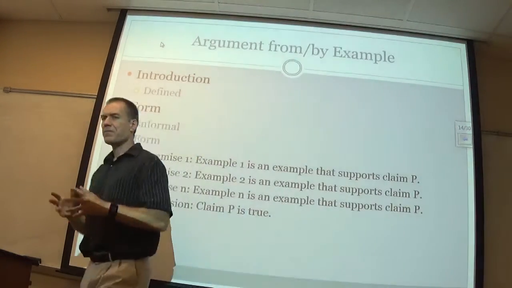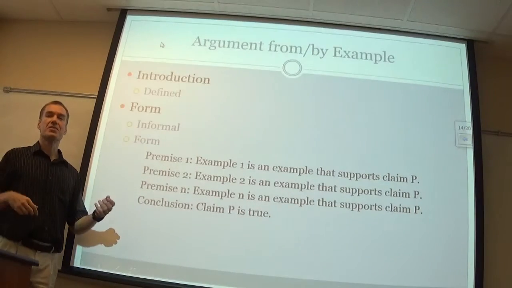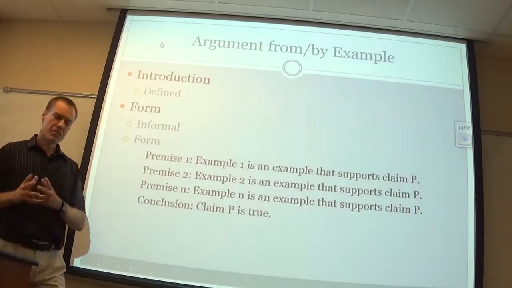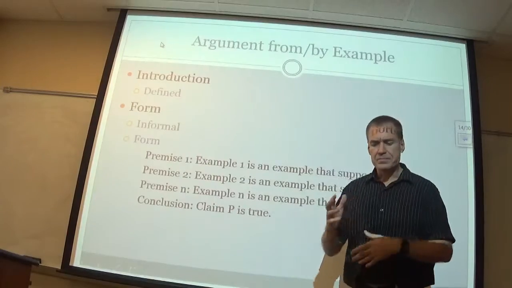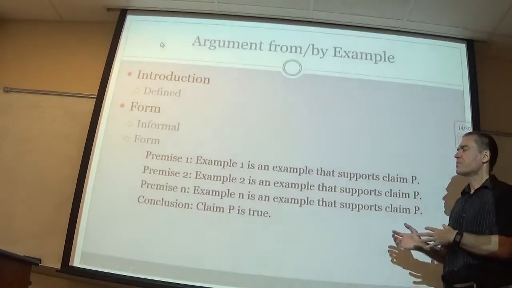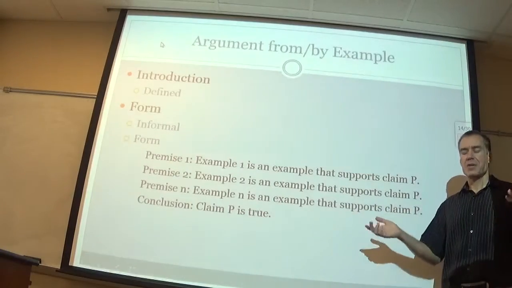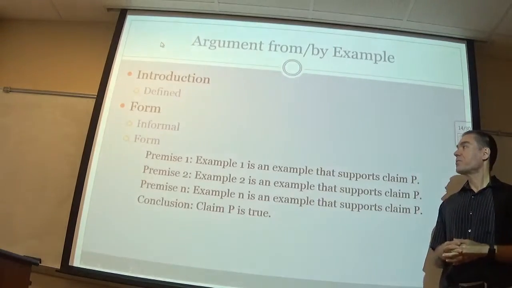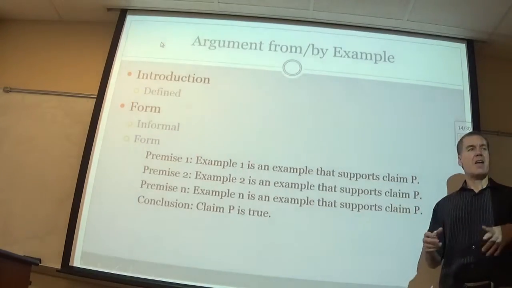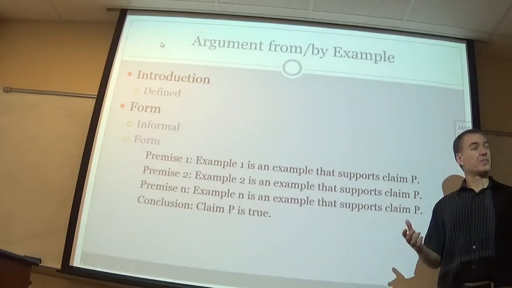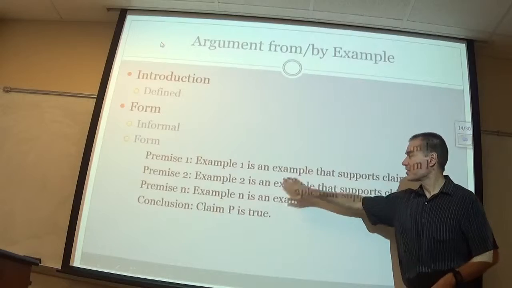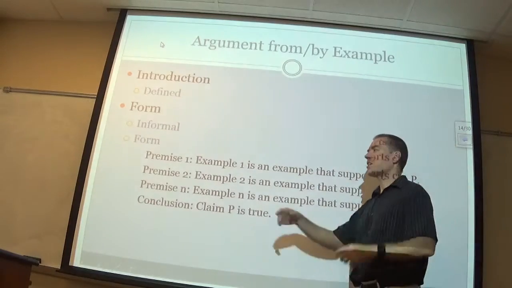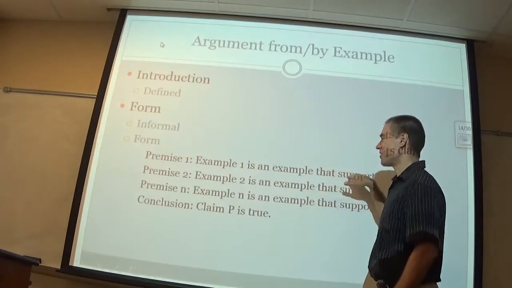Now, how might this be used in philosophy, and how do you tell when you get a good one or a bad one? Well, here's an example of an argument by example that you might use in philosophy. Suppose you were using a case on the ethics of, say, driverless cars, and you want to argue that driverless cars are good because they have many benefits. The way to argue that they have many benefits is to provide examples of the benefits and show there are many.